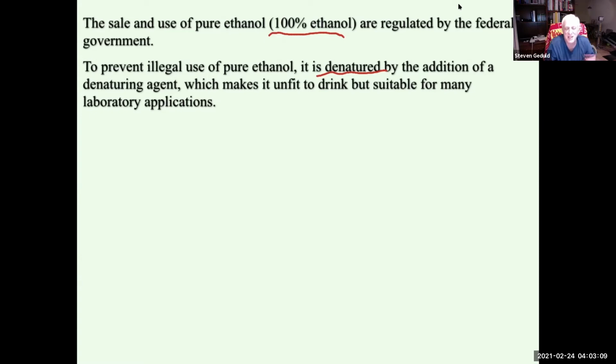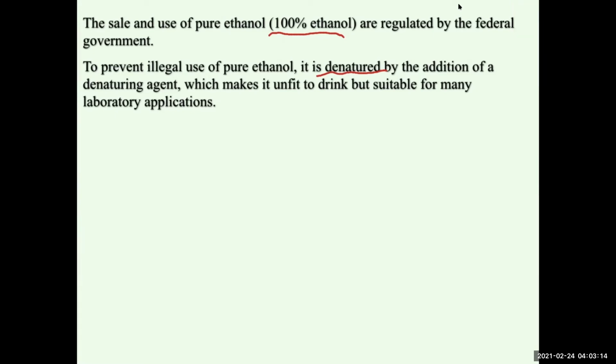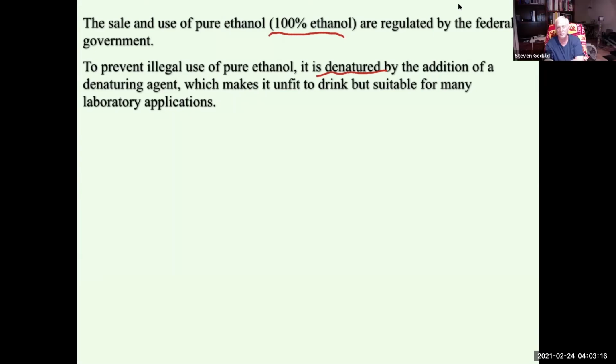But that's what alcohol is. So when you use alcohol in the lab, it's 100% ethanol, and it's denatured. So denatured alcohol is not suitable for drinking. So don't think you can break into a chemistry lab and get some alcohol, because you can't drink that stuff.